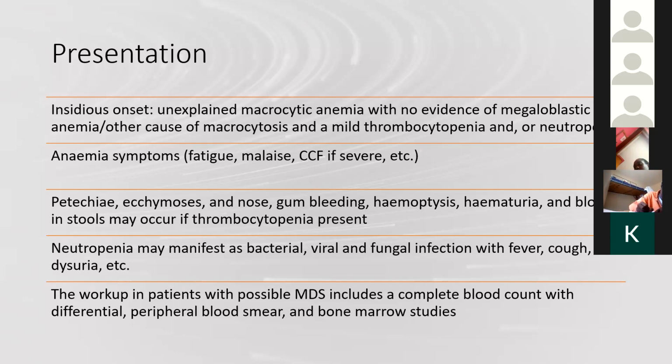And therefore, whenever a patient presents with these features, because sometimes you may think, oh yes, they have anemia, so they have infection, maybe that's the cause, you should still work up patients until you're satisfied you have gotten to the bottom of the cause of the features that you're seeing. So the workup includes complete blood count, differential, peripheral smear, and bone marrow studies. Okay.